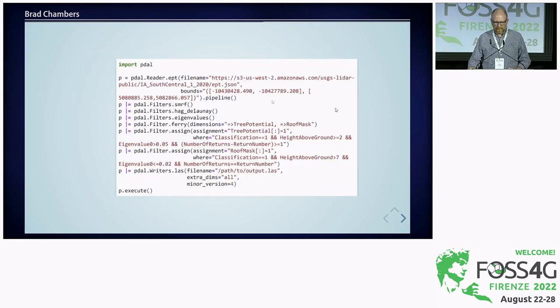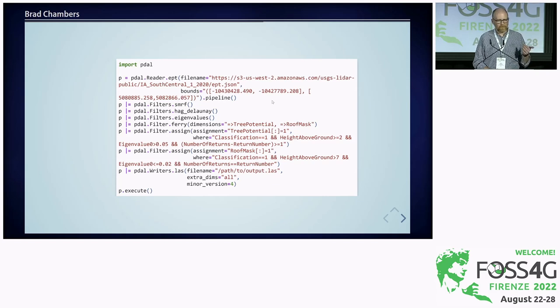And if we take what they provided at the time and write it in more modern PDAL using the newest Python bindings, this is really all it looks like. It's taking an EPT data source, running SMURF to get the ground labels, computing a height above ground, then computing eigenvalues, and using those dimensions, it's just looking at some simple conditions.